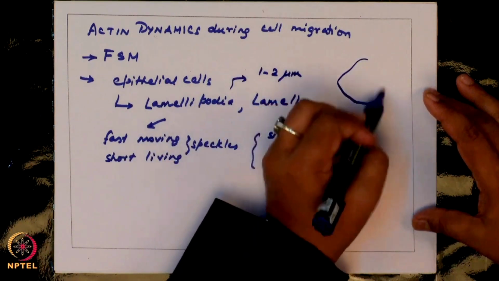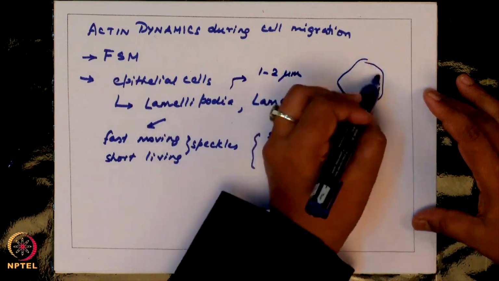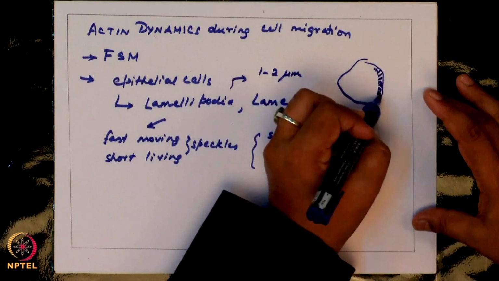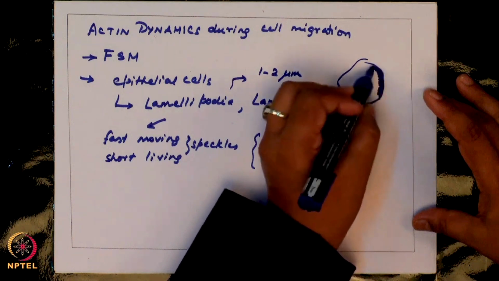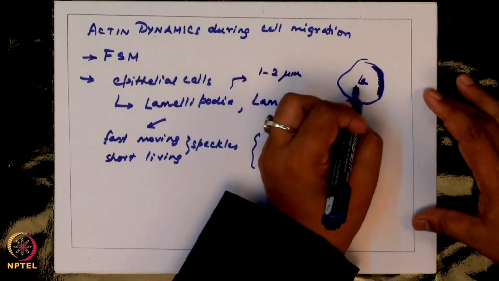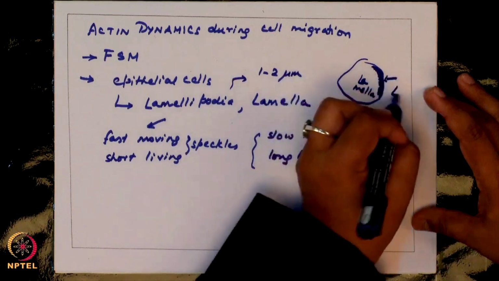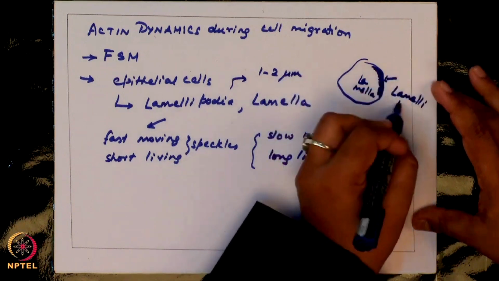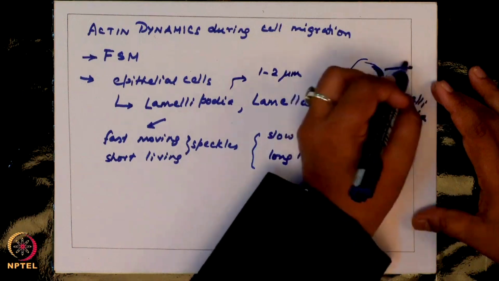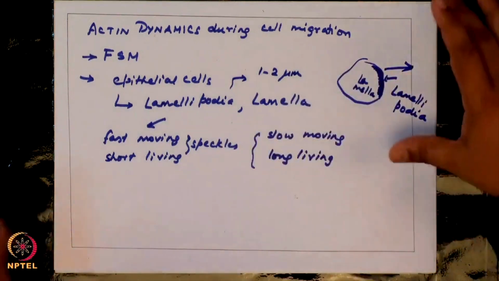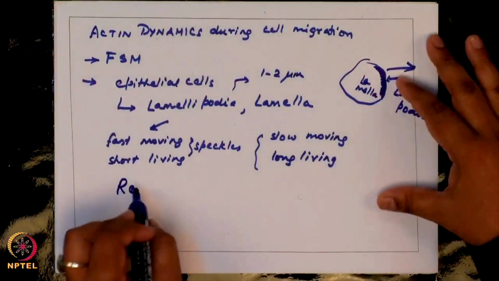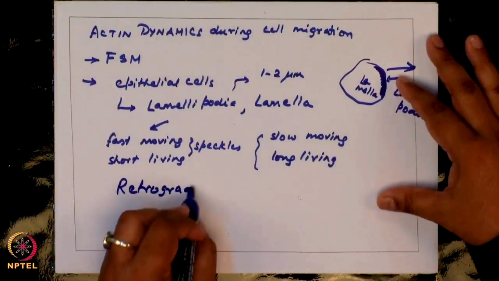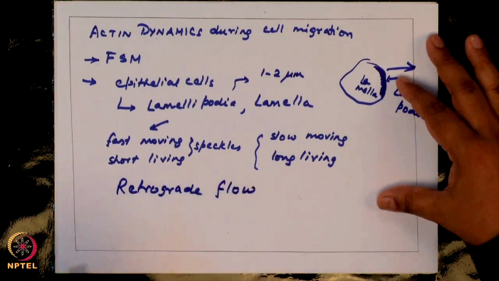If this is a cell, you have the lamellipodia as this zone in the front. This is your lamellipodial region and then this is your lamella. This is your lamellipodia and this is the migration direction. All these speckles move backward. This is termed retrograde flow, or backward flow.